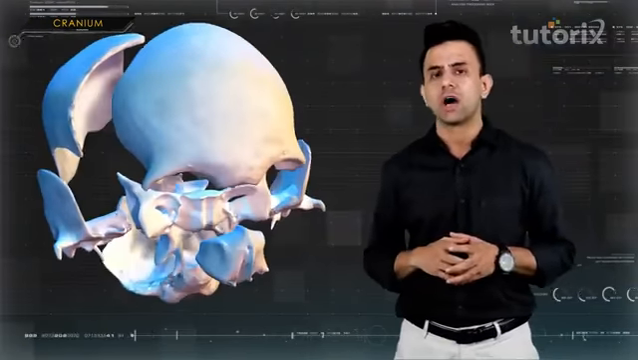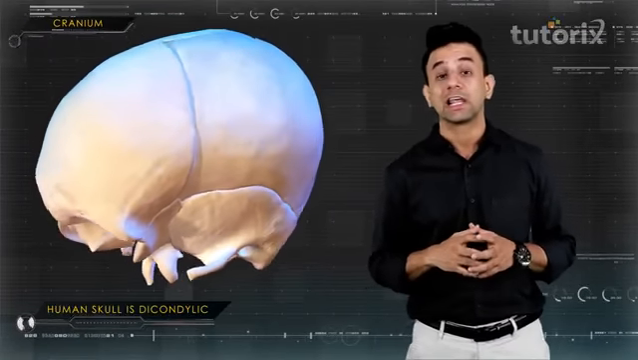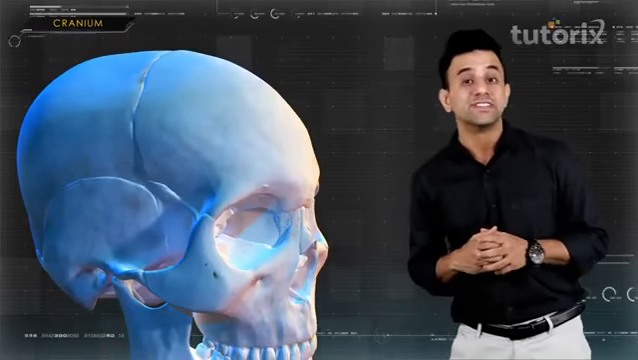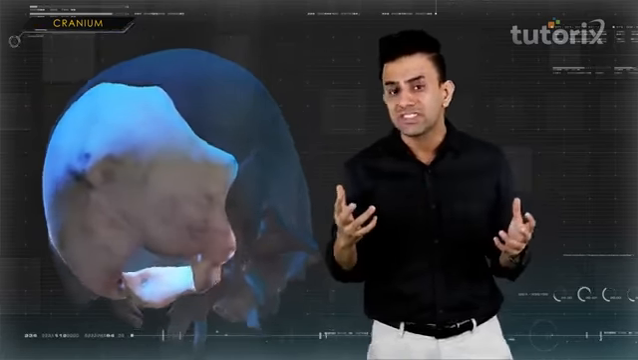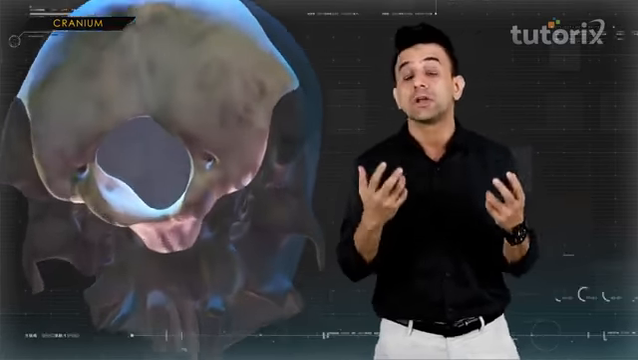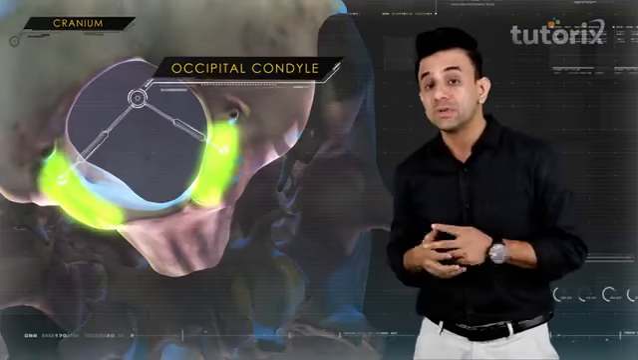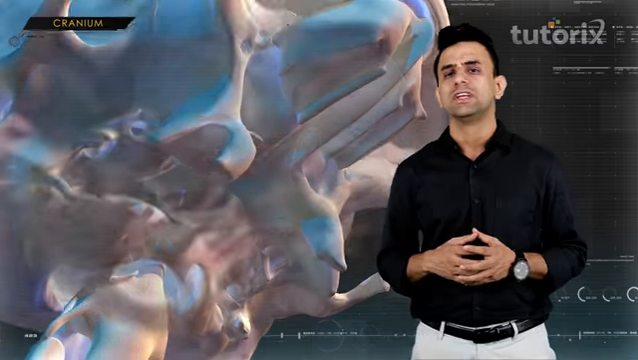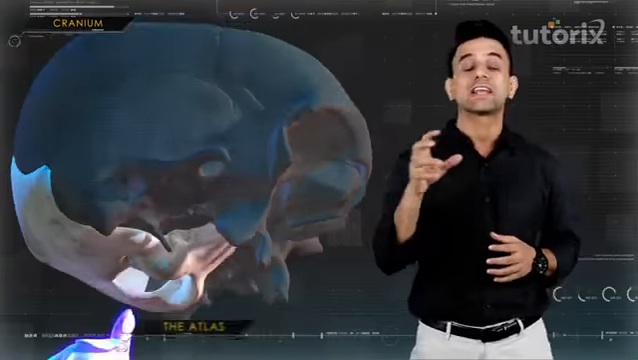Well friends, we talked about all the 8 bones of the cranium. Now you need to know that the human skull is dicondylic. Now what do I mean by the word dicondylic? Well, it means that the human skull has 2 condyles. And what are these condyles? Well, these are occipital condyles. And these occipital condyles are rounded protuberances in the region of the occipital bone. These occipital condyles help in the articulation of the human skull with the vertebral column, that is, the atlas region of the vertebral column.